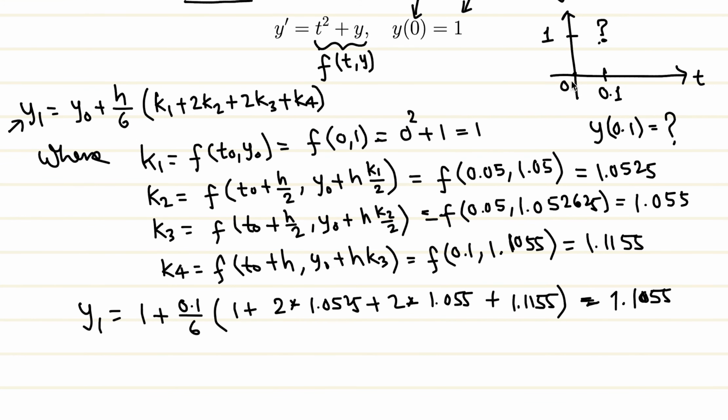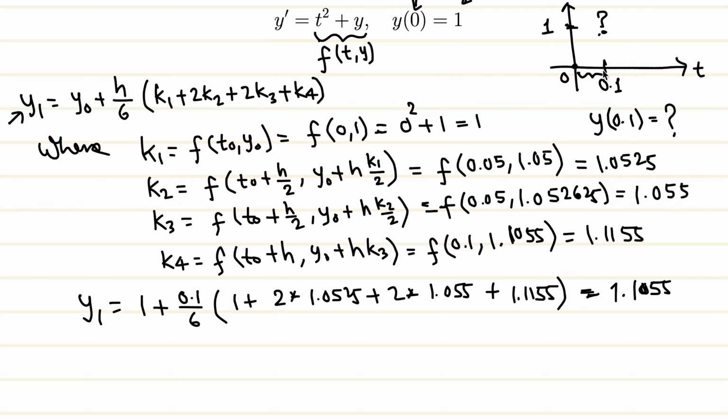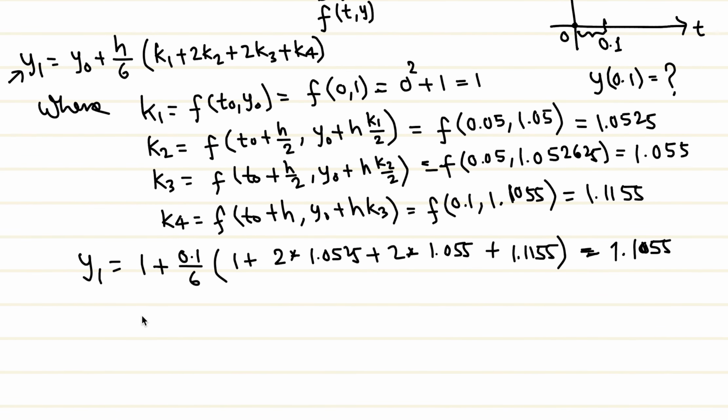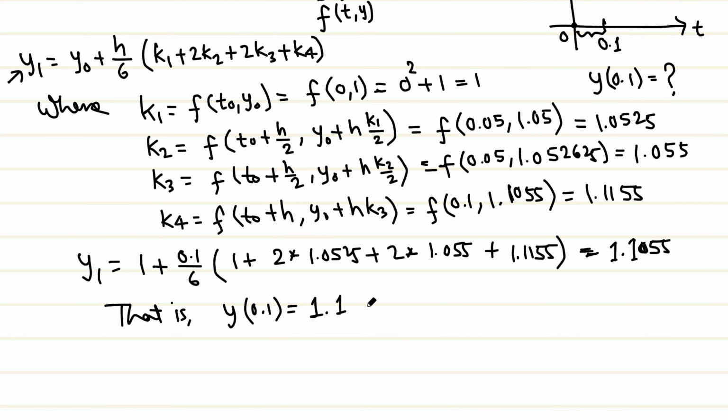So we found one step: based on t0 equals 0, y0 equals 1, we used step size h of 0.1. If you want to see what is happening, we found the y value at 0.1. We approximated it to be 1.1055. Okay, it's tedious, but by hand we can still do one step. So 1.1055, and more digits.